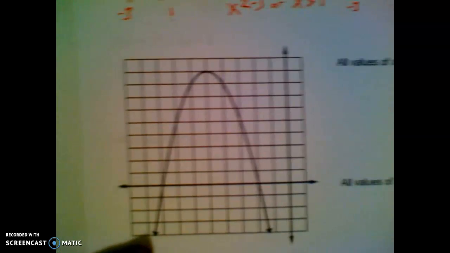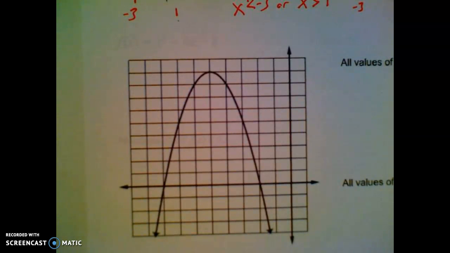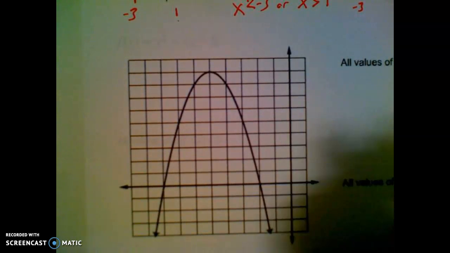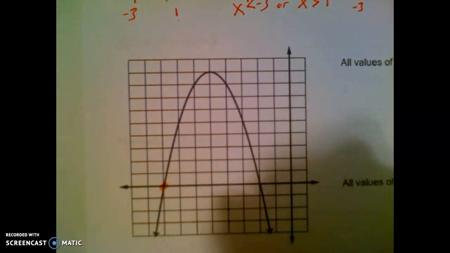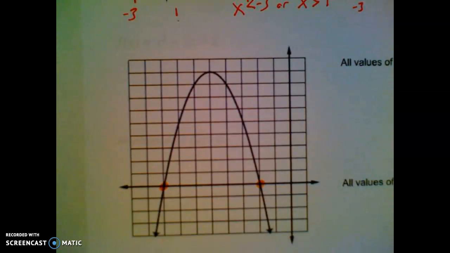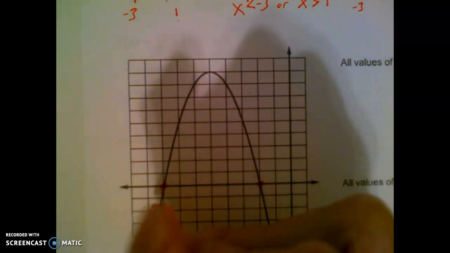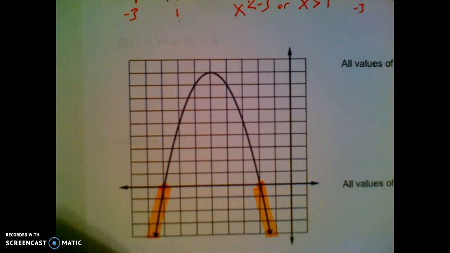So going over to my graph, I'm going to go ahead and do it in orange. Where is y equal to 0? Well, that's going to be a closed circle here and a closed circle here. And then where is y going to be negative? Well, that's going to be anywhere below the x-axis. So it's going to be here and here.